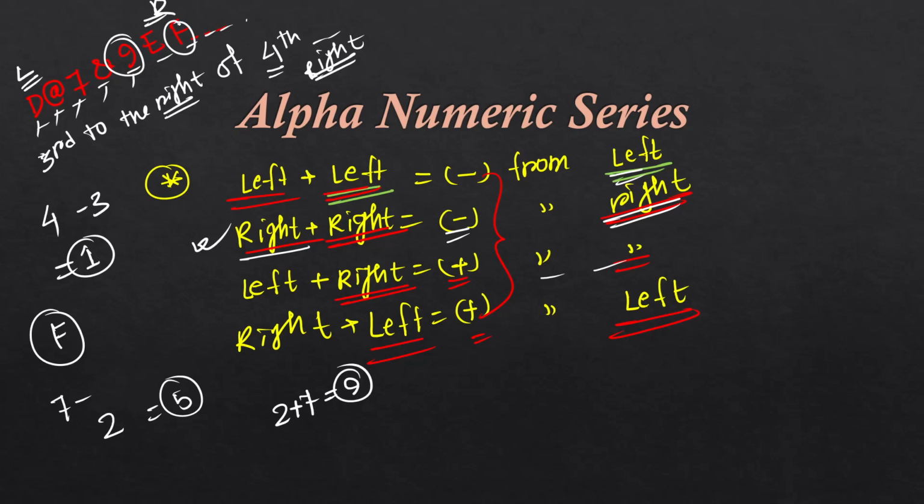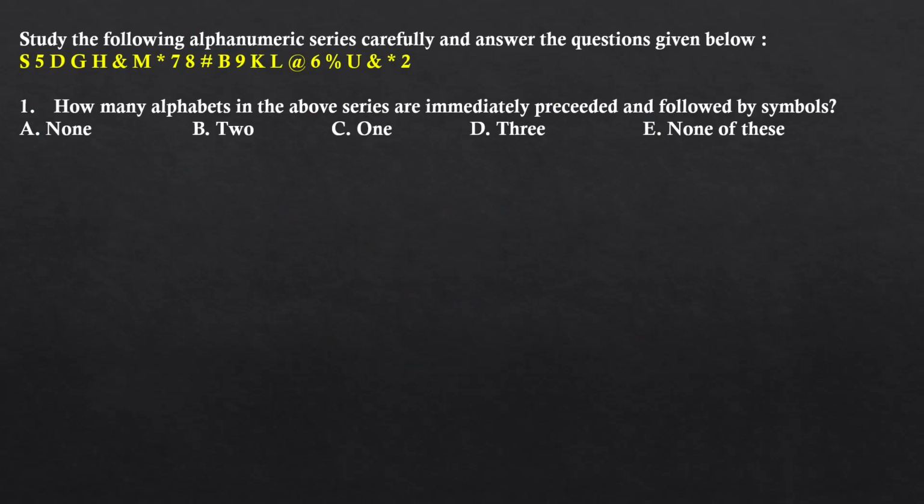Okay, now let's move on to the questions so that you can understand easily. So this is our first question. Just a minute. Let me change the ink. Study the following alphanumeric series carefully and answer the questions given below. This is S, M, D, G, H, ampersand, M, star, and so on. How many alphabets in the above series are immediately preceded and followed by symbols? Okay, symbols.